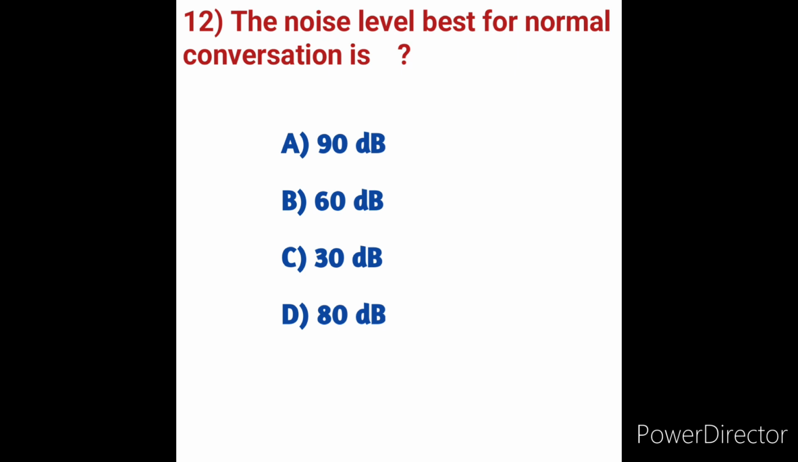Any sound at or above 85 decibels is more likely to damage your hearing over time. Researchers have found that people who are exposed over long periods of time to noise levels of more than 80 decibels are at much greater risk of hearing loss. So here in these options, option B, 60 decibels, is the normal conversation noise level. Next we will move on to question number 13.